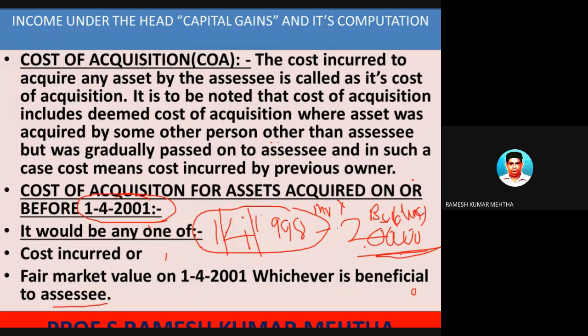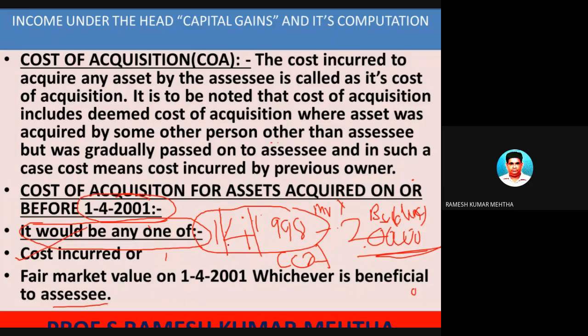Then you have to use two formulas, two methods, two steps to find out the cost of acquisition in the hands of Mr. X. So what are those? The cost of acquisition for assets acquired on or before 1/4/2001. This is the method. It would be any one of the following.